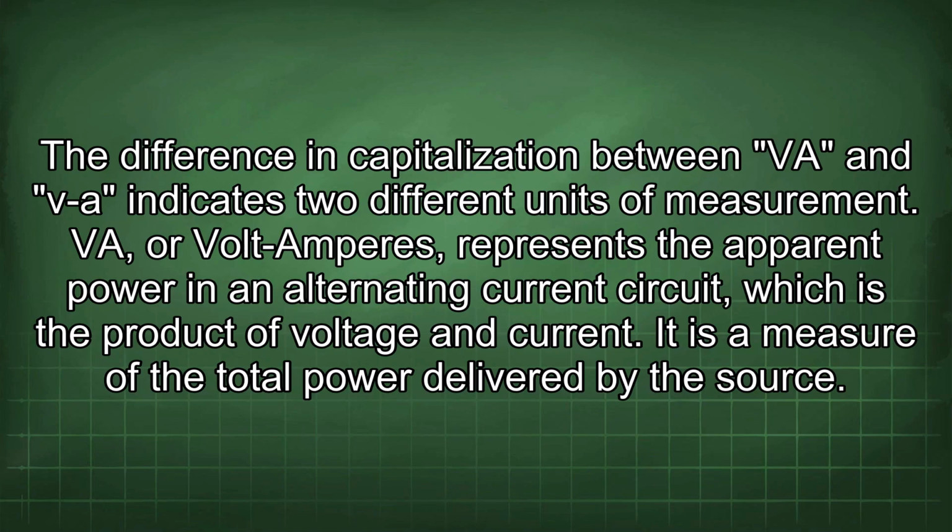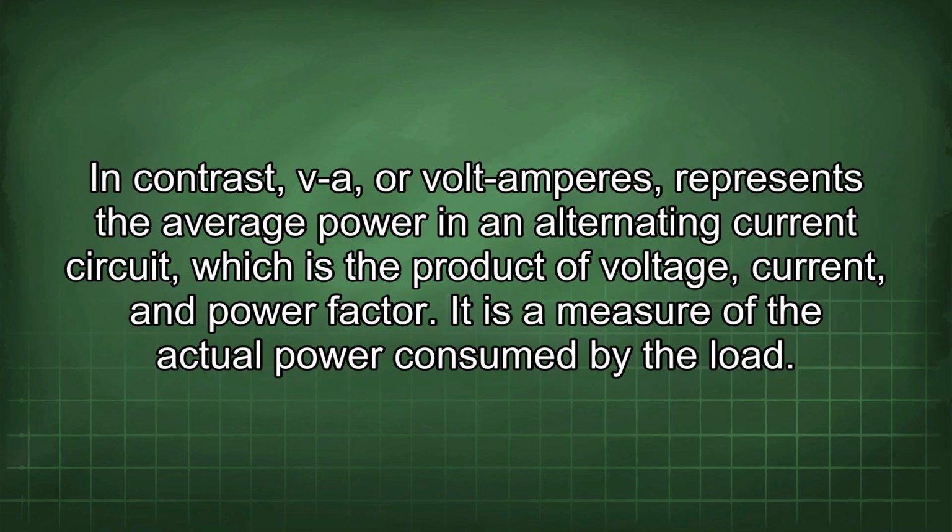The difference in capitalization between VA and VA indicates two different units of measurement. VA, or volt-amperes, represents the apparent power in an alternating current circuit, which is the product of voltage and current. It is a measure of the total power delivered by the source. In contrast, VA, or volt-amperes, represents the average power in an alternating current circuit, which is the product of voltage, current, and power factor. It is a measure of the actual power consumed by the load.